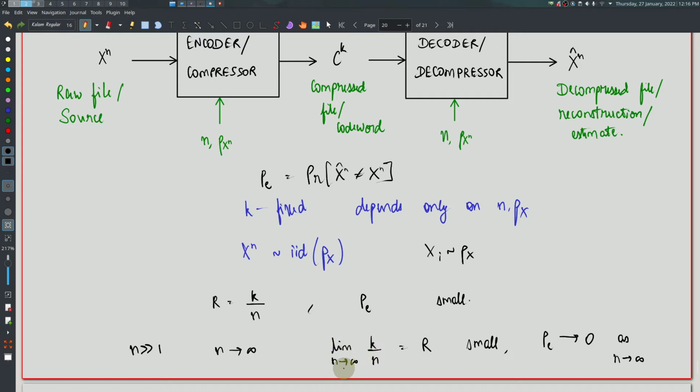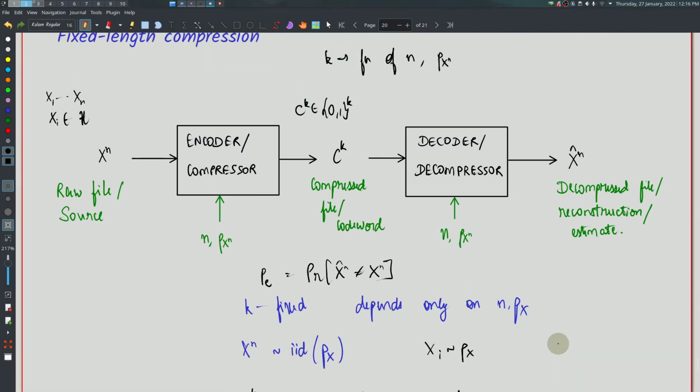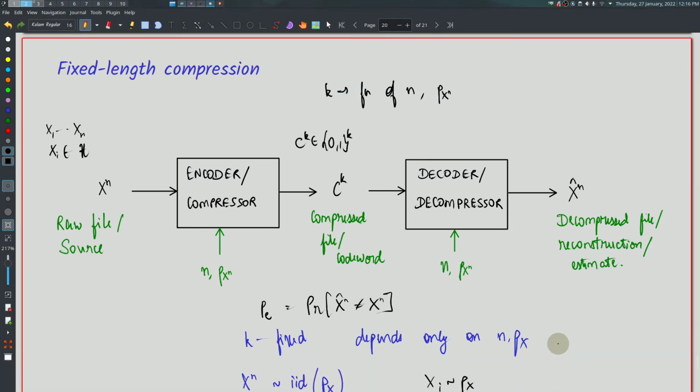So as n tends to infinity, we want the rate to be as small as possible. That is, the limit as n tends to infinity of k over n should be as small as possible. And for large n, we want the probability of error to also be vanishing. So for really large n, the probability of error should become smaller and smaller. Okay, so that is going to be our fixed length compression problem.